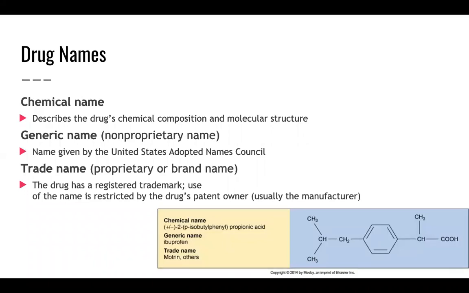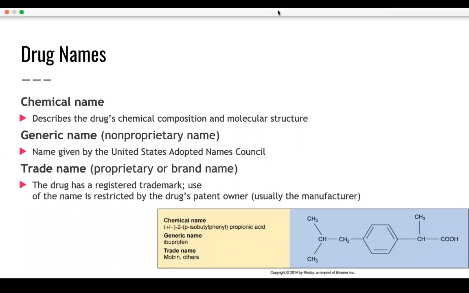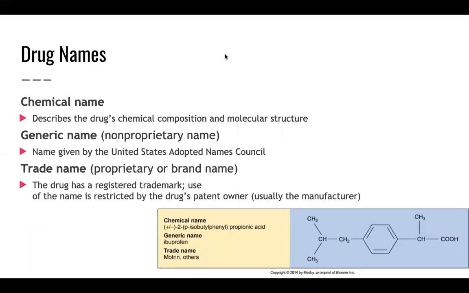Now I want to talk about drug names. So we have 3 different forms of drug names. The first is chemical names. And as you see down here, this is the chemical name. So our chemical name is this long fancy name that I'm sure we all learned in chemistry. You don't need to know that.